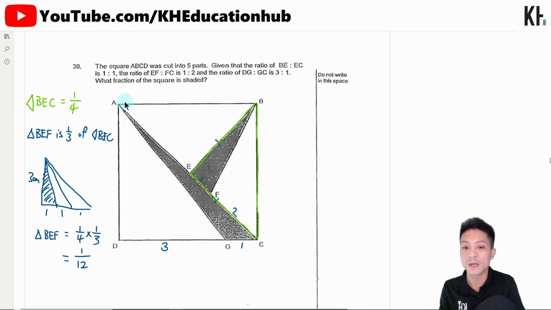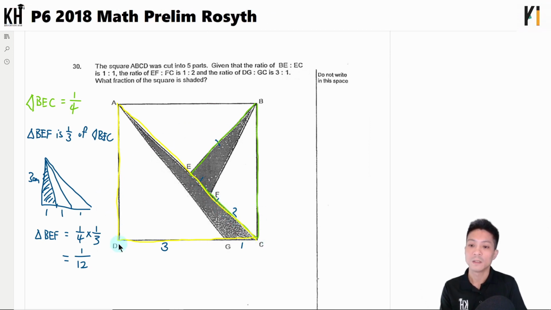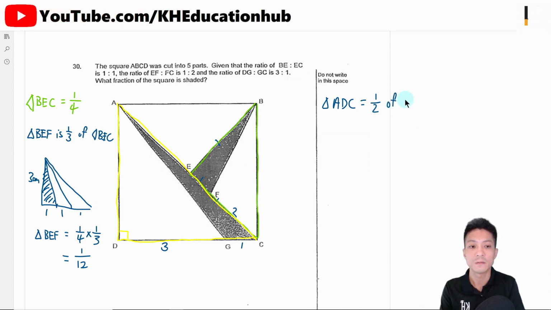Now let's take a look at the other one, which is this over here, ADC. Draw a line over here. This is a right angle triangle. And you can see that triangle, I'm going to write it over here, triangle ADC is half of the whole square, right? It's half of the square ABCD.